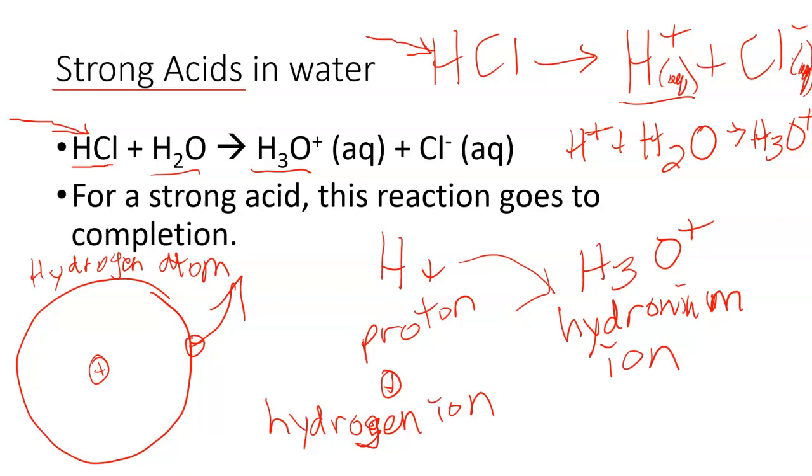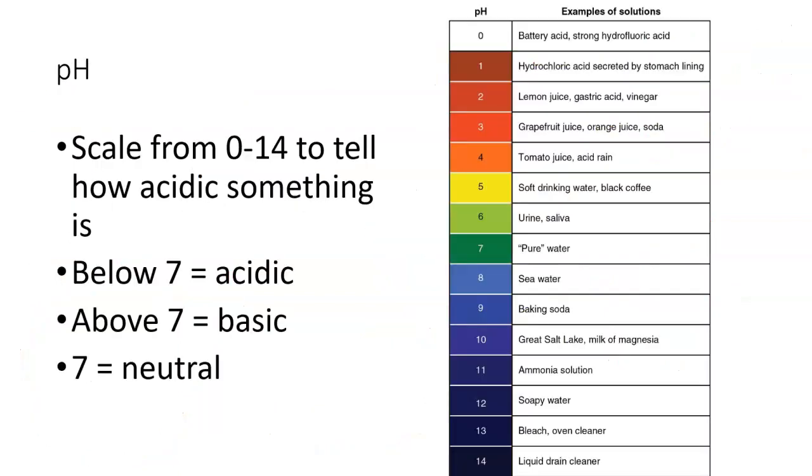So let's take a look at how this strong acid in water actually affects some of our calculations. Often when we're talking about acids and bases, we're going to talk about pH. pH is a logarithmic scale, and it goes from 0 to 14, and it tells us how acidic something is. The lower the number, the more acidic. The higher the number, the less acidic. If the pH is below 7, we say that's an acidic solution. If it's above 7, it's basic. And if it's at 7, it is a neutral solution. We'll get into this a lot more.